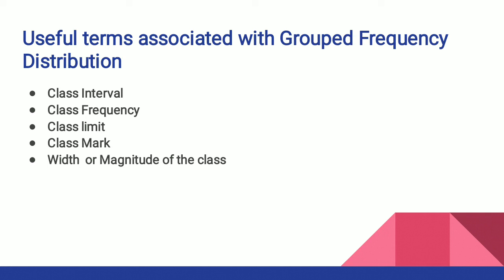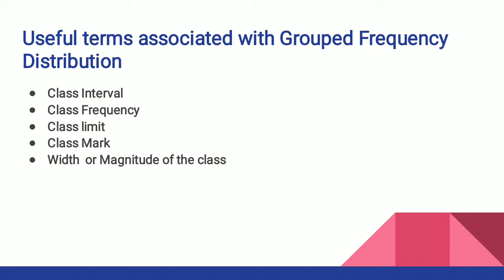The next term is the class mark. What is the class mark? We can say class mark as mid value. How can we calculate the mid value? As we have lower limit of the class and upper limit of the class, we have to add both and divide it by 2. Right? As we have the class 10 to 20, we have to calculate the class mark.